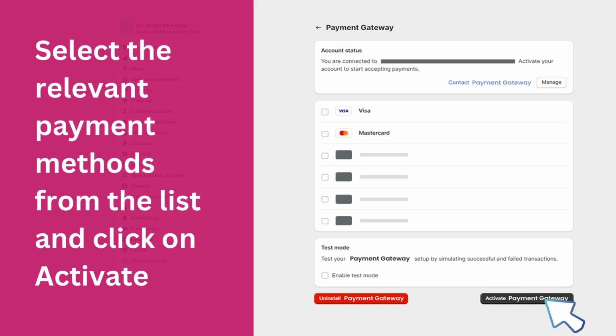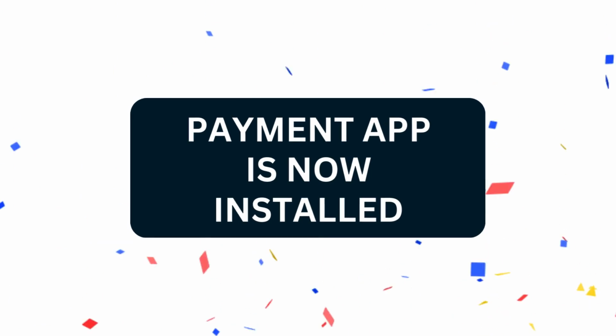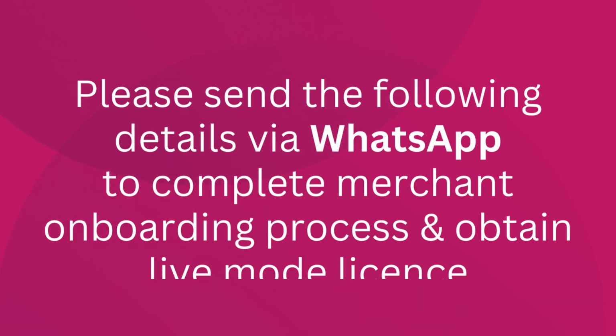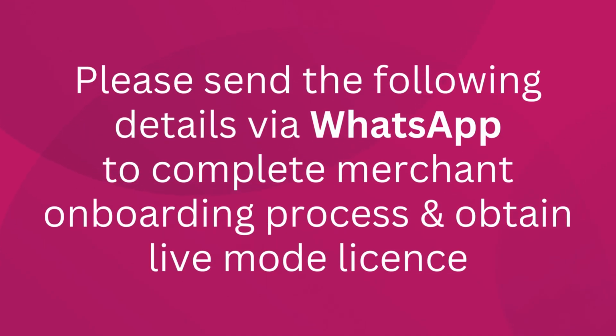Select the relevant payment methods from the list and click on Activate. Your payment app is installed. Please send the following details via WhatsApp to complete the merchant onboarding process and obtain a live mode license.